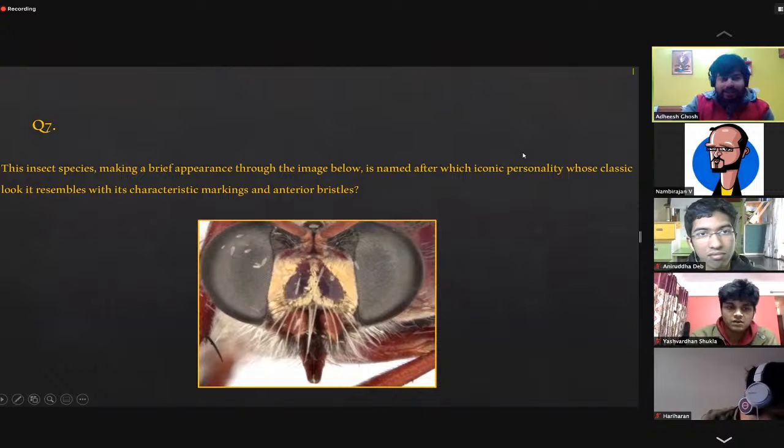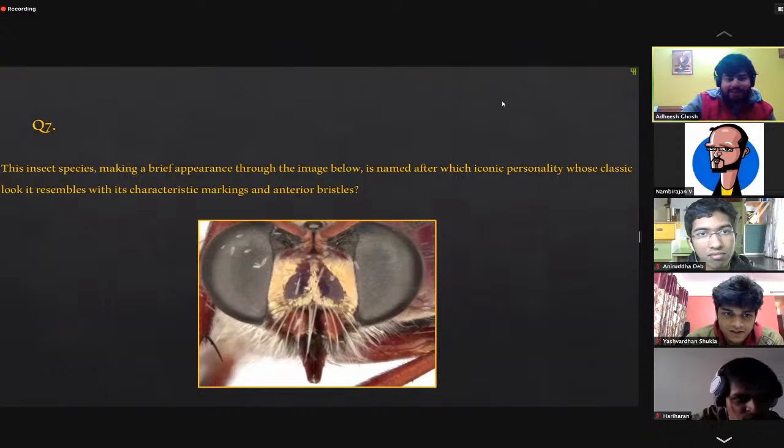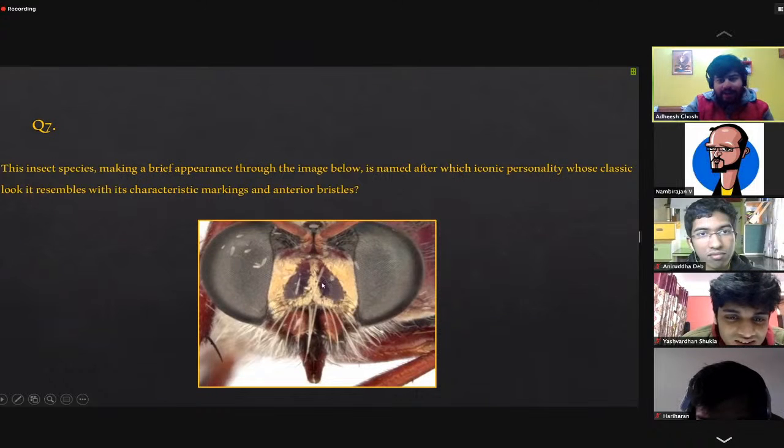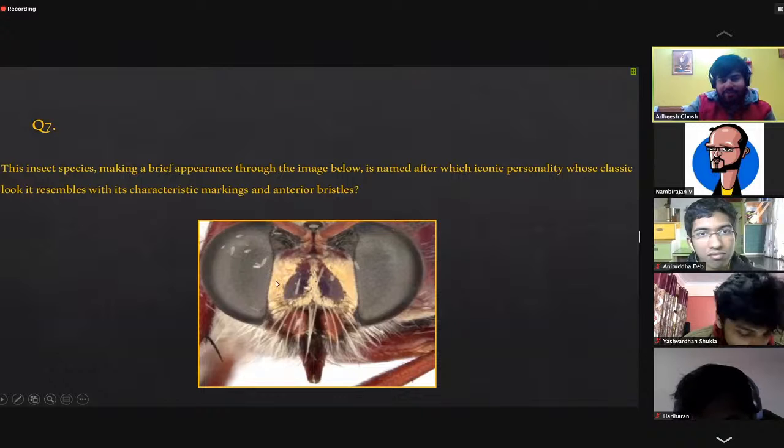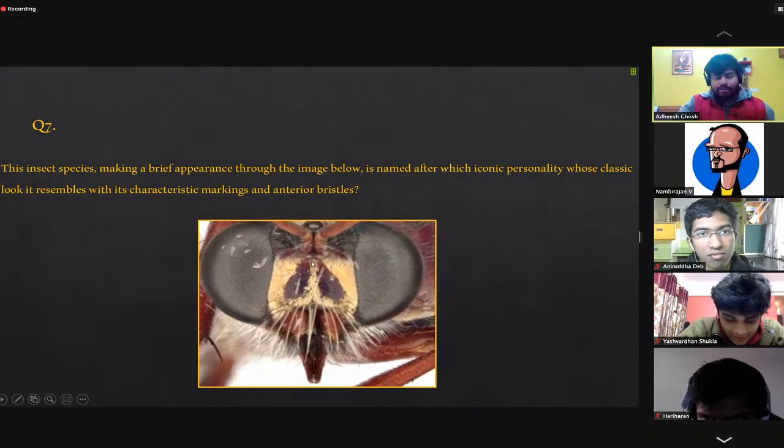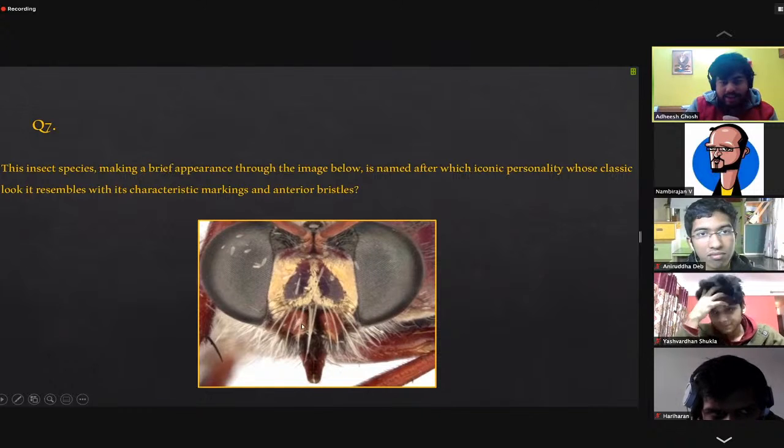Right. So this insect species, making a brief appearance in the image below, I've given an image here, is named after which iconic personality whose classic look it resembles with its characteristic markings and anterior bristles. So what I'm talking about here is the middle, yellow part. You can see there are two kinds of markings, oval or circular in nature, two of them side by side, and then below that these bristles, hair-like structures, coming out.